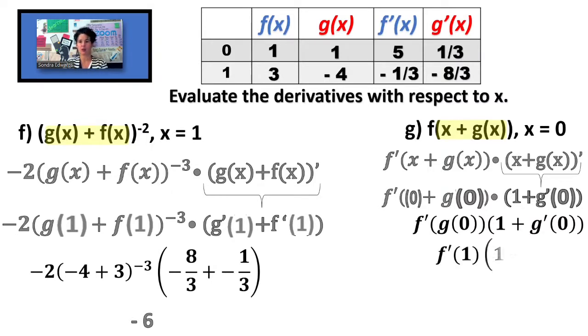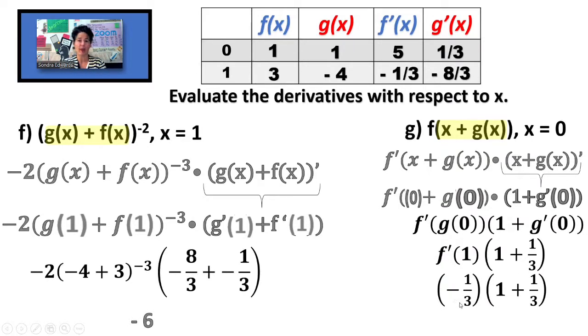Okay, so I'm going to make those substitutions. And then I can continue working my way outside, right? I did what's on the inside parentheses, g of 0. Now f prime of 1 is negative 1/3 from our chart. And simplifying a bit more, 1 plus 1/3 would be 4/3, and 4/3 multiplied by negative 1/3 is negative 4/9.